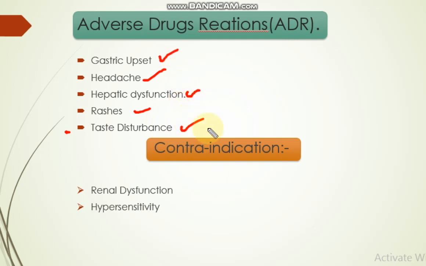The contraindication of terbinafine. What do we mean by contraindication? Contraindication is the condition in which the administration of terbinafine is prohibited. So in which conditions can we not administer terbinafine? Terbinafine cannot be administered in renal dysfunction, a patient suffering from kidney impairment, or a patient suffering from hypersensitivity. In such conditions we cannot administer terbinafine. So these are the ADR and contraindications of terbinafine.